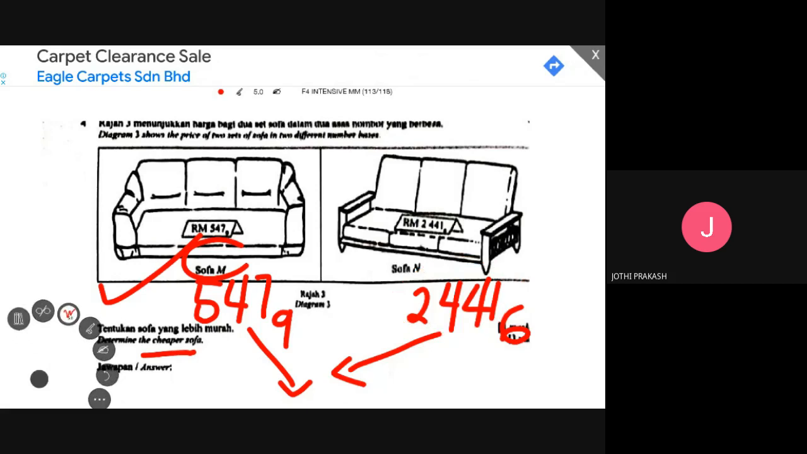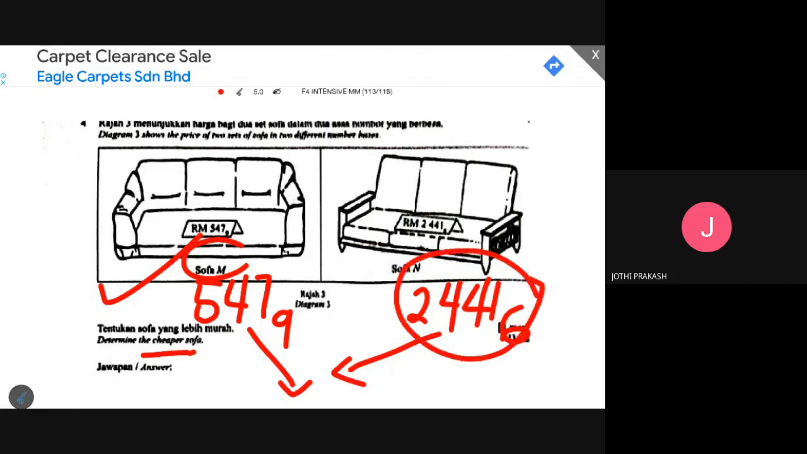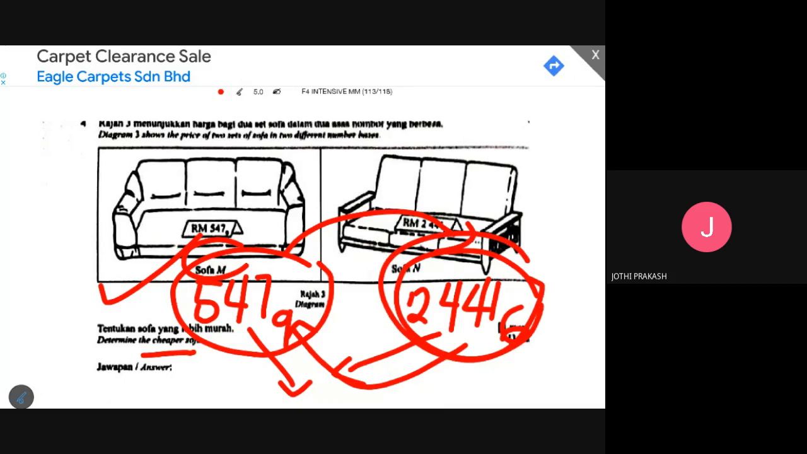Or if you guys want, you can change this to base 9 and also compare. Kaedah ini juga pun boleh. Or you change this to base 6 and then compare both. So there's 3 methods you can use actually. Doesn't mean you must change both to base 10. Tak semestinya. You can change this to base 9 and compare with this, or you change this to base 6 and compare with this. Okay, so you have 3 methods.